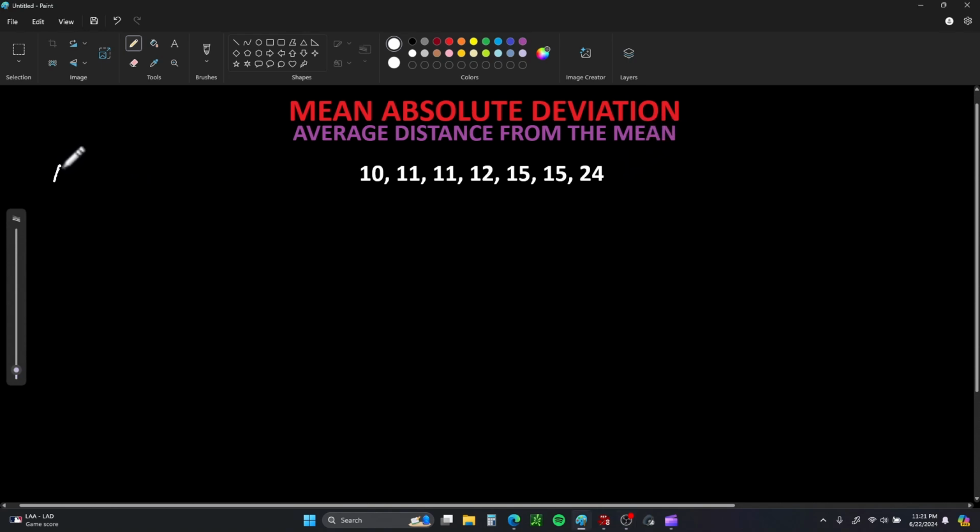So over here for the mean, when I add these up, I get 98. And if I divide by 7 numbers, because there's 7 numbers, I get a 14. Now I want to find out how far each of these numbers is from 14. And 10 is 4 spaces from 14. 11 is 3 spaces from 14. Again, 3 spaces. This is 2 spaces.